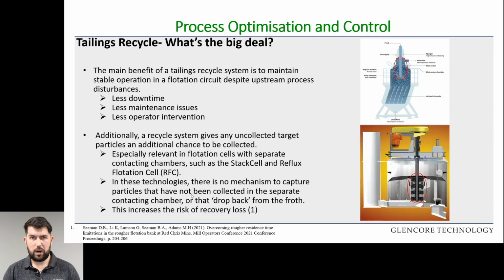Now, tailings recycle, so why is it important? Well, the main benefit of a tailings recycle system is that it will maintain stable operation in a flotation circuit despite any upstream process disturbances. So that means you're going to have less downtime, less maintenance issues, and less operator intervention required. Additionally, a recycle system will give any particles that are not collected on the first pass an additional chance to be collected. This is especially important for flotation cells with separate contacting chambers. An example of this is the StackCell and the reflux flotation cell. In these technologies, there's no mechanism to capture particles that have not been collected in the separate contacting chamber or that drop back from the froth. This will then increase the risk of recovery loss.